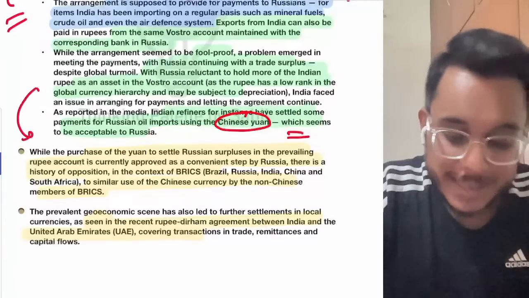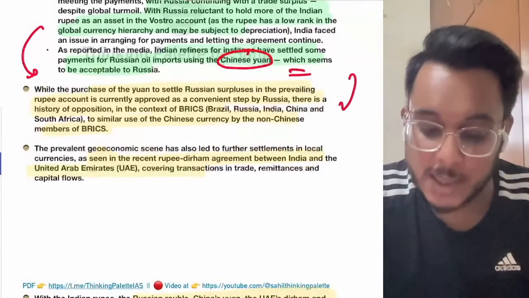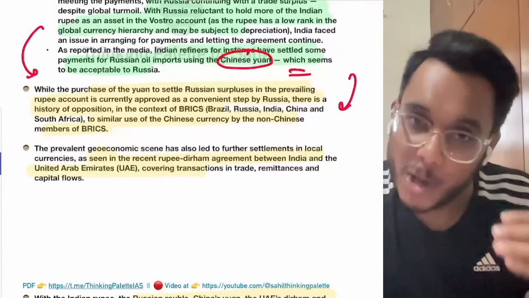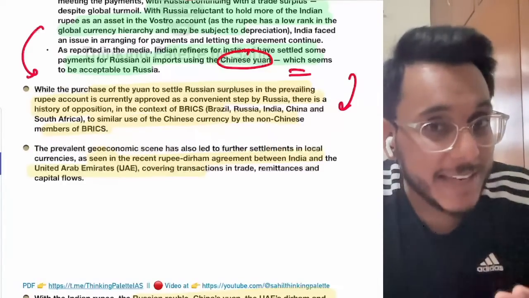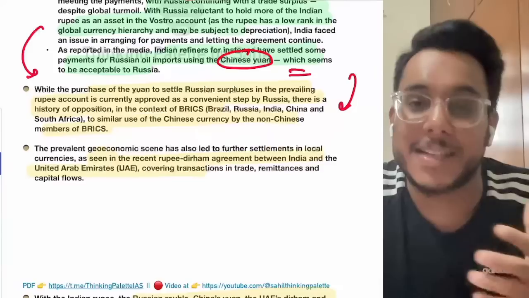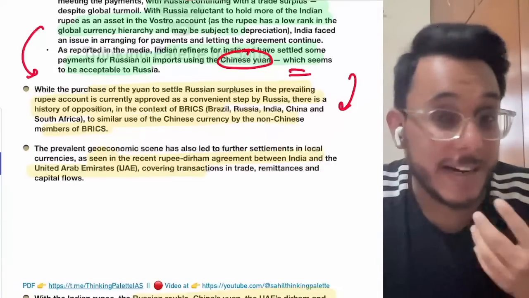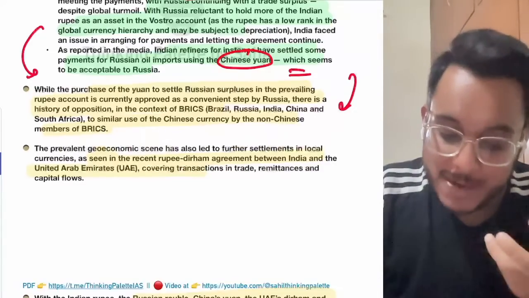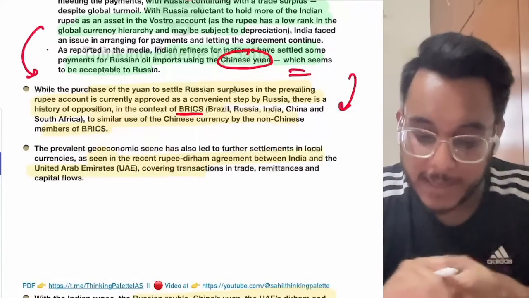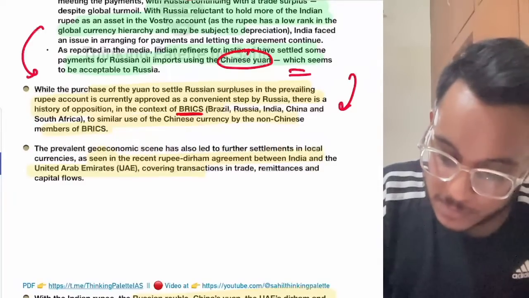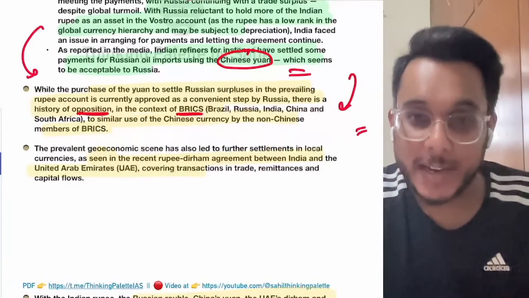Now, guys, what is happening? Now the settlements are being made in the Chinese yuan. But understand this thing. On one hand, we are boycotting China, but on the other hand, we are buying the Chinese currency and giving it to Russia. So this is something which is fundamentally problematic. Many number of times, particularly in the context of BRICS, there have been oppositions to usage of the Chinese yuan, but now we are doing it.